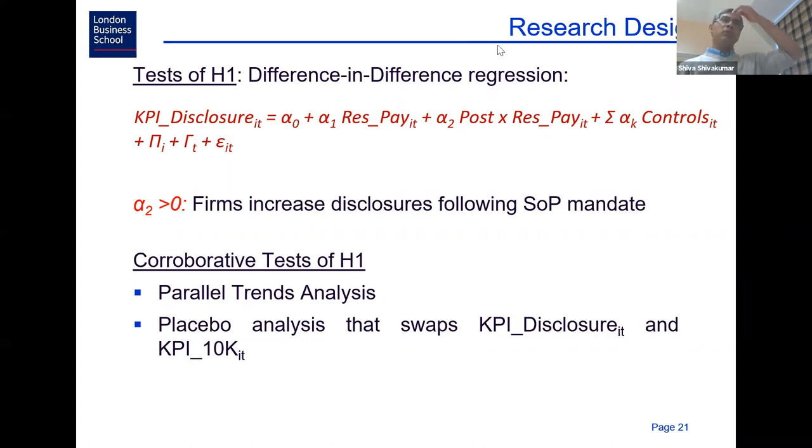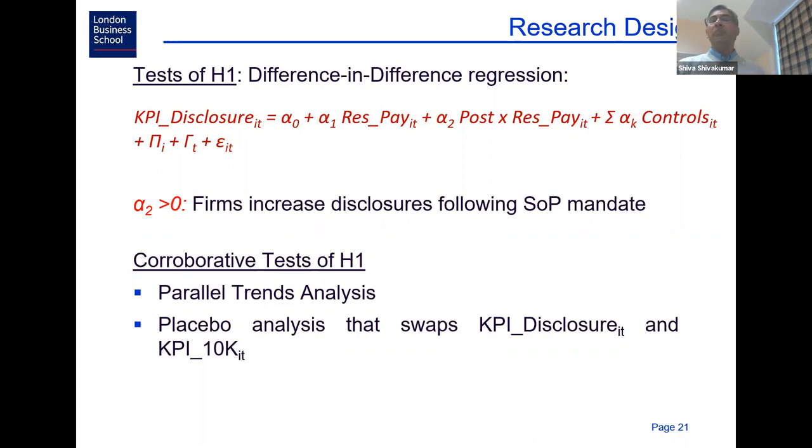Okay. So for want of time, let me move on. In terms of our research design, we are going to test our hypothesis H1 using a difference-in-differences regression approach, whereby our dependent variable is the count of the KPI disclosures scaled by the total number of words in the proxy materials. We are going to regress that on our measure of excessive pay, which is the residual pay after controlling for observable performance metrics. We get this residual pay using a model based on the Core et al. study. So we are not going to compute it ourselves; we just take it from the Core et al. model. Whatever is unexplained by the Core et al. model is what we call the residual pay.